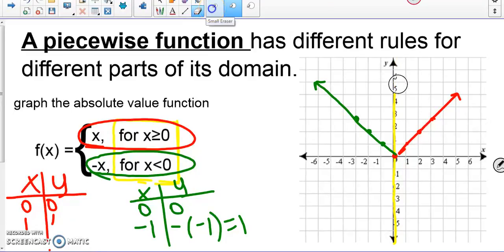I'm going to erase this yellow fence that I made because that's not really part of my graph. It's just to show me where I'm separating my domains. But I have now graphed my absolute value function.